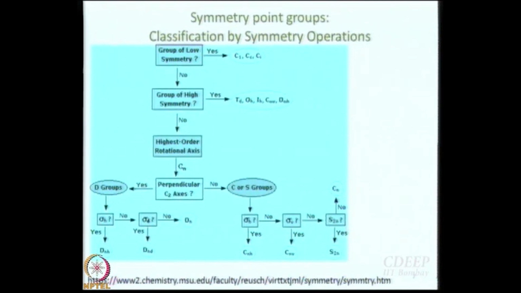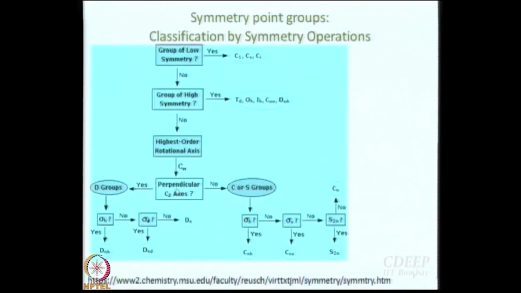If S2n is not there, then only you call it, very reluctantly, Cn. Cn is the last option. If the molecule has nothing other than a principal axis of symmetry, then only you call it Cn. Otherwise, you try to find some more glamorous name for it. Okay, and you try very hard. You even look for the alternating axis of symmetry.